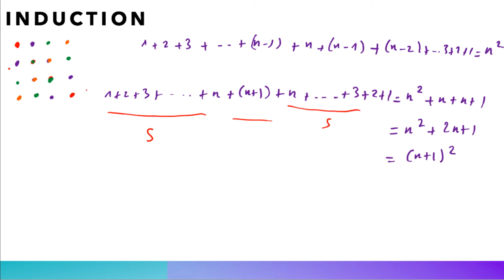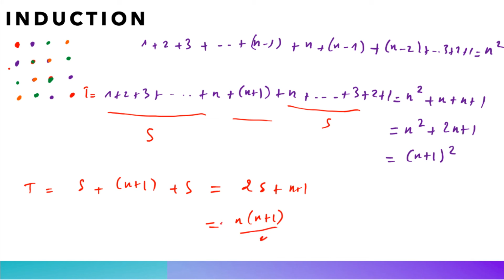So this sum, if we denote it by t, we get that t is equal to s plus n plus 1 plus s again, which is 2s plus n plus 1. And this is actually n times n plus 1 over 2, all multiplied by 2 here, plus n plus 1, which is n times n plus 1 plus n plus 1, and this is actually equal to n plus 1 all squared, which gives the desired result.